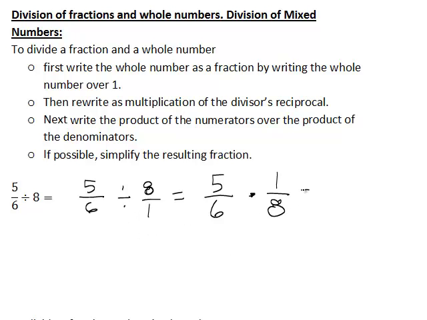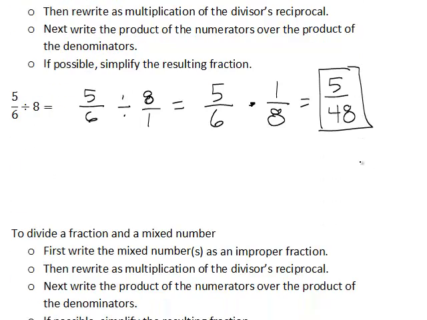Now we multiply regular. 5 multiplied by 1 is 5. 6 multiplied by 8 is 48. And since we don't have any common factors in the numerator or the denominator, because 5 is not a factor of 48, we're done. 5/48 is the solution to 5/6 divided by 8.